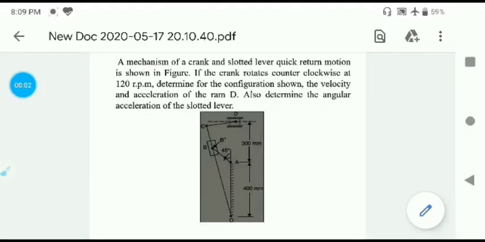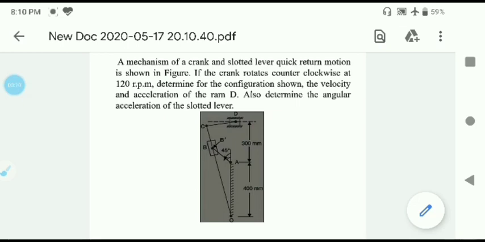Hello everyone. Today we will continue with the topic of acceleration of mechanism, that is the graphical method. We will do another question on this topic. I'll just read out the question.